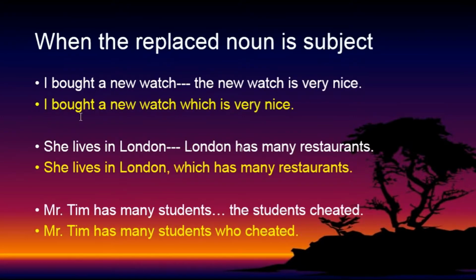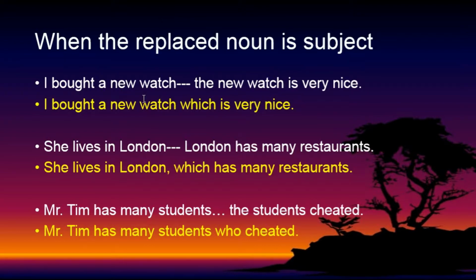So we have two cases. As I told you before, the relative clause joins two sentences together. So here I'm getting back to the sentences, then I'll join them together for you. Either the replaced noun is a subject or the replaced noun is an object. First we start with the subjects, then we go on to explain the objects.